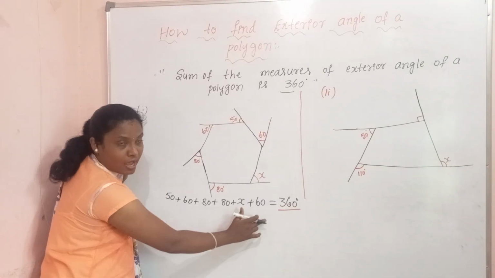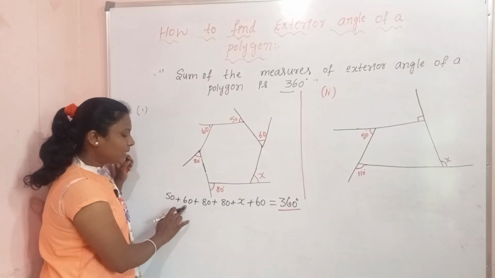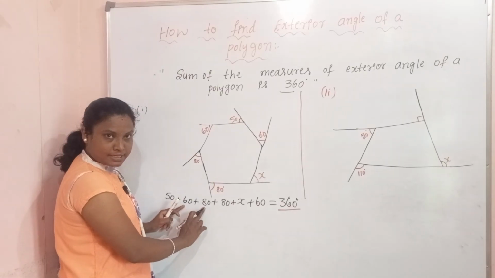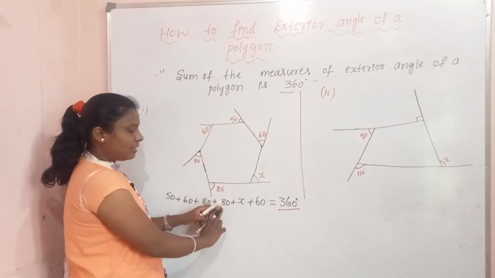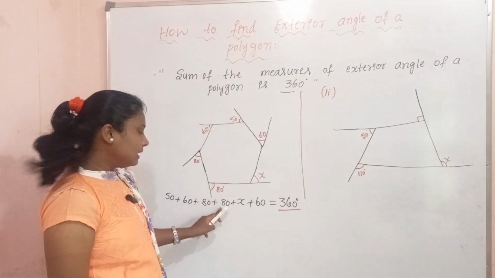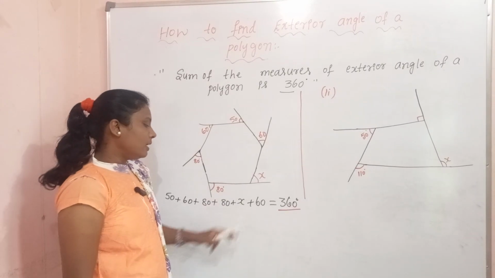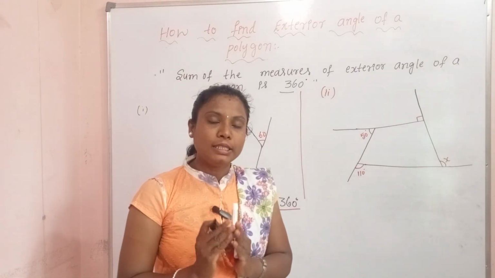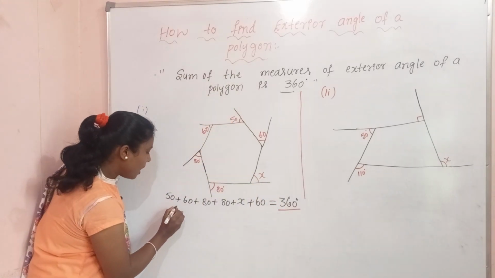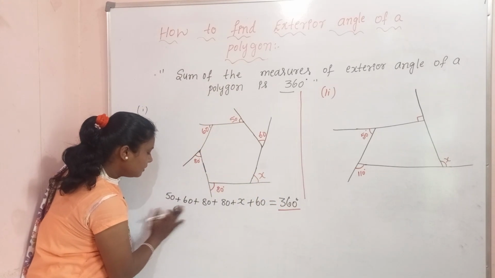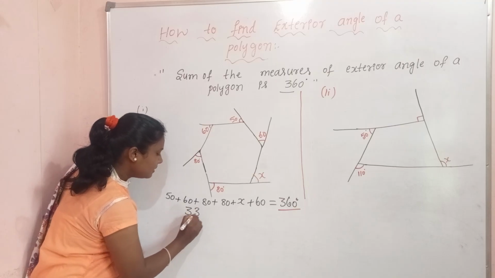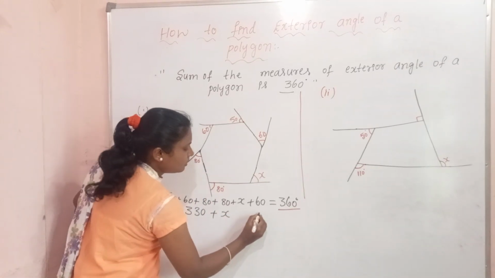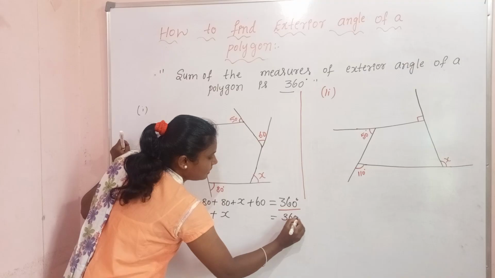First we need to add all the angles. 50 plus 60, we get 110. 110 plus 80 is 190. 190 plus 80, you will get 270. 270 plus 60 gives 330. First we have to add all the angles, so we get 330. Then x we have to retain as it is, which equals 360.